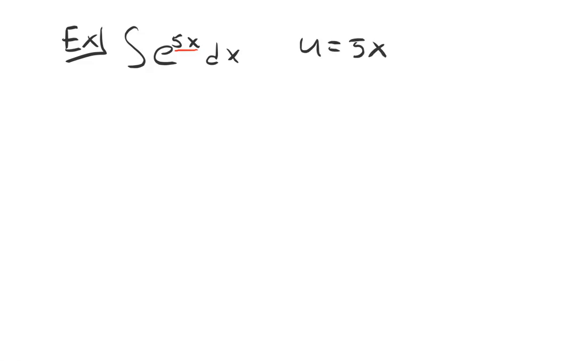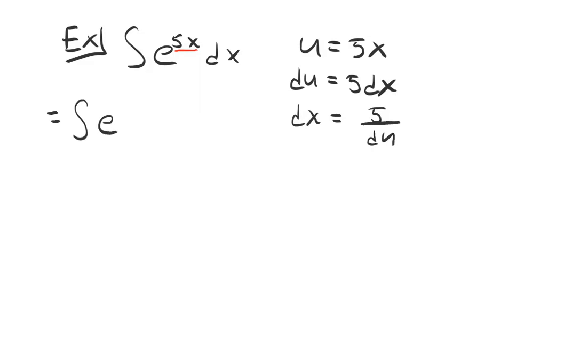And even though I don't have anything else appearing, that's going to be okay because in this case, du is 5 times dx. And now when I solve for dx here, I'm going to get dx is 5 divided by du. I'm going to plug into my integral. So this is going to be equal to the integral. 5x is now u, so this is going to become e to the u, and I plug in for dx, I'm going to get 5 divided by du.